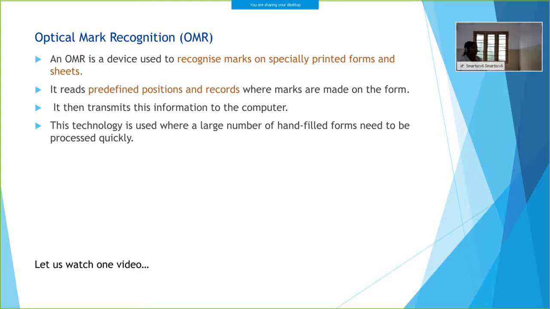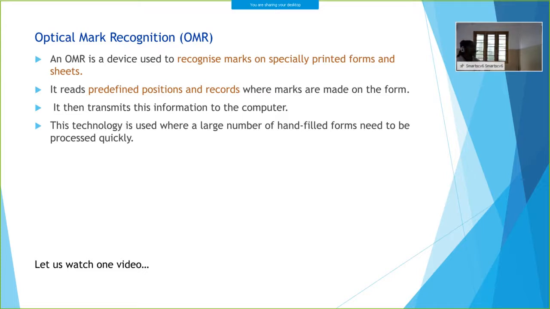An OMR is a device used to recognize marks on specially printed forms and sheets. It reads predefined positions and records where marks are made on the form. It then transmits this information to the computer. This technology is used where a large number of hand-filled forms need to be processed quickly.